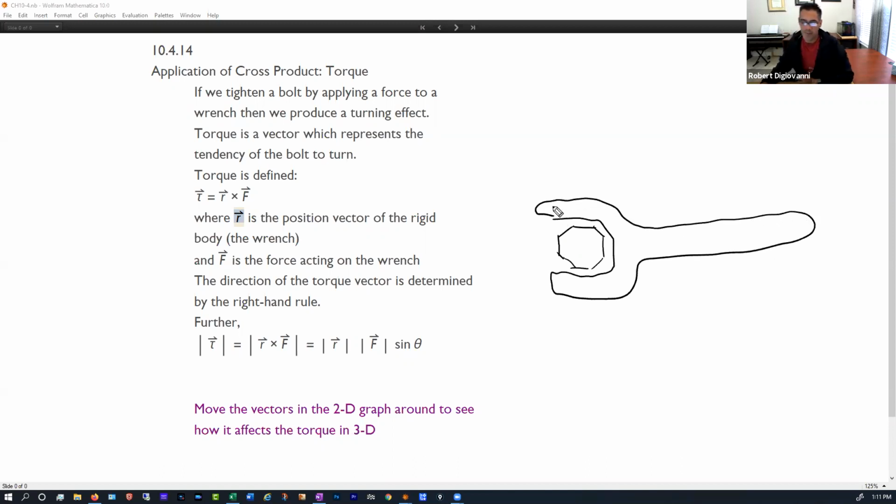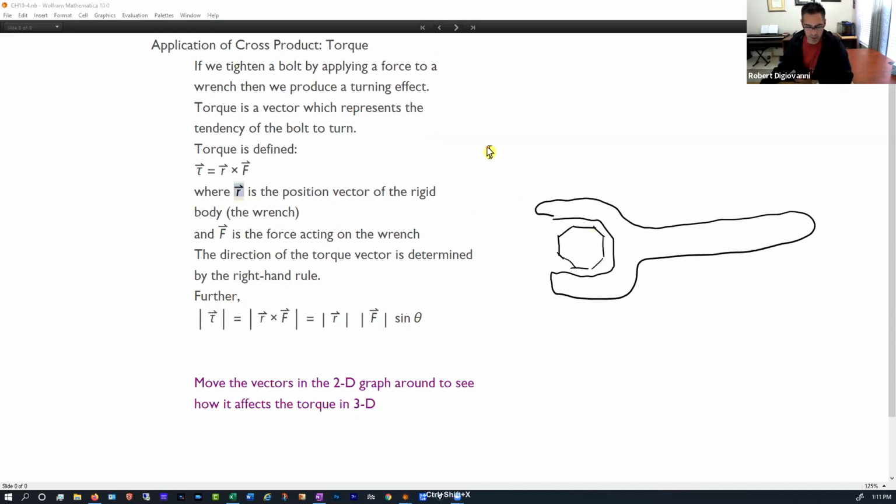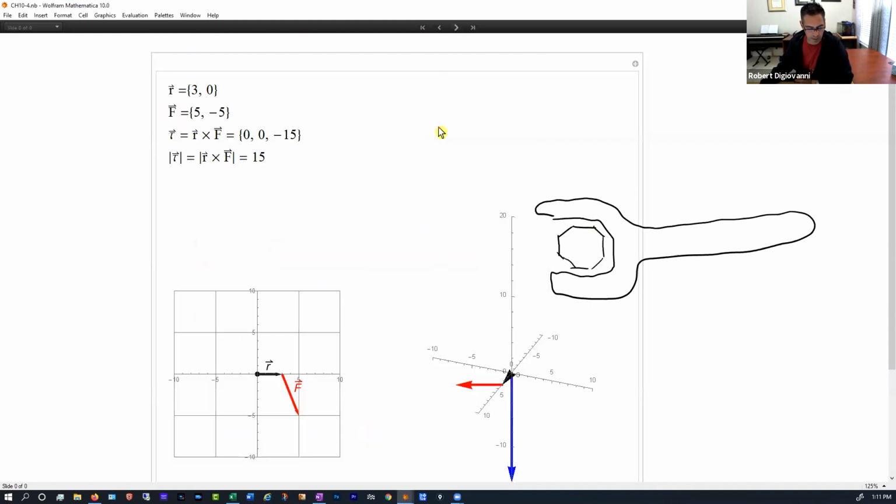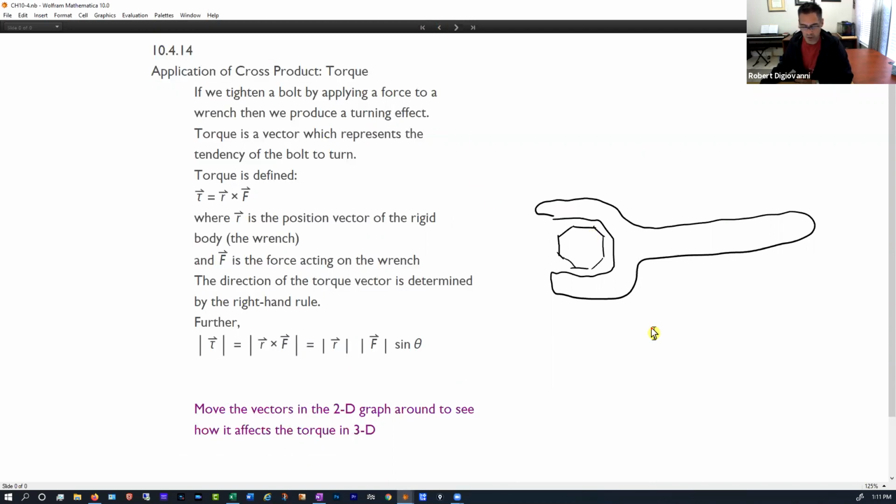Okay. Then when we're talking about R, let me see, I have my picture here. I'll show that in a second. R is going to be a vector that we could imagine is going from the center of the point of rotation out to the edge of the rigid body, which is the wrench. So that would be our R vector.